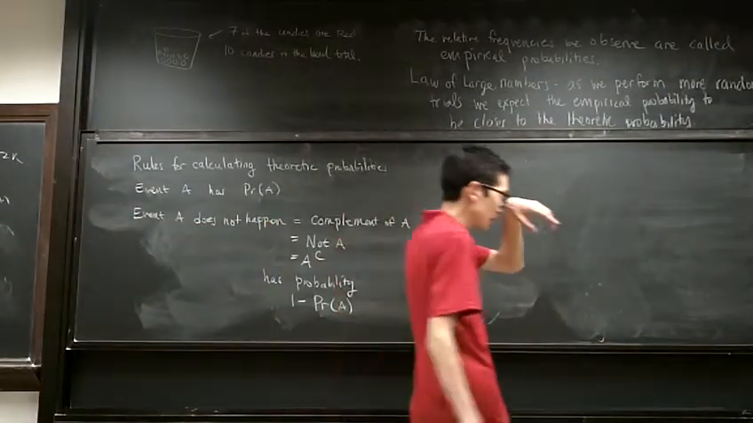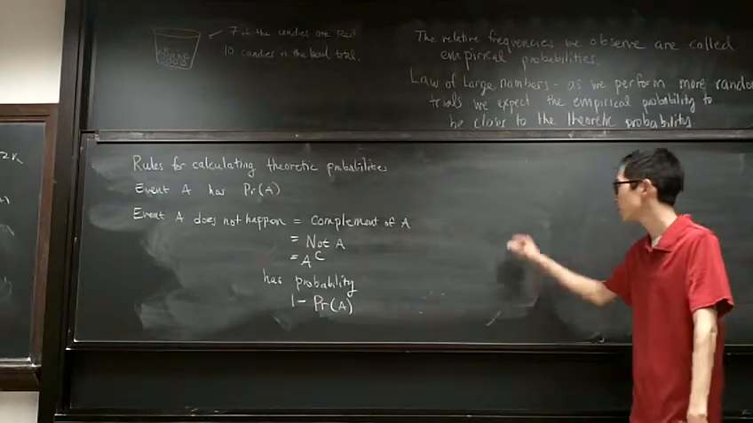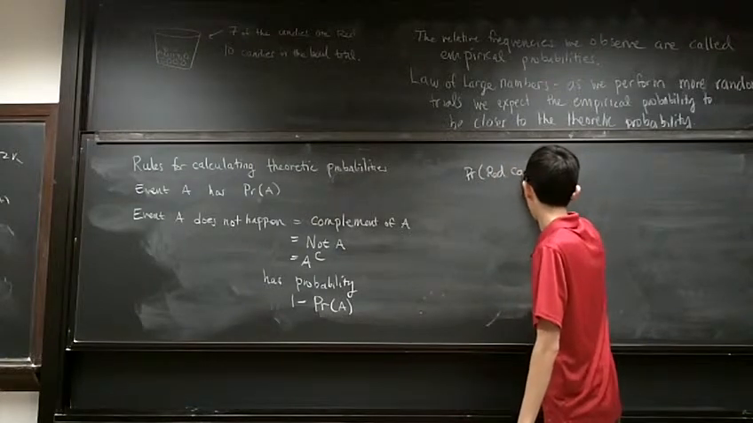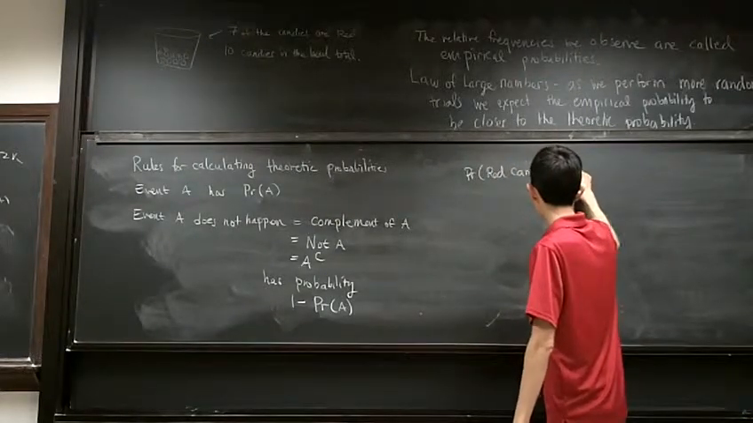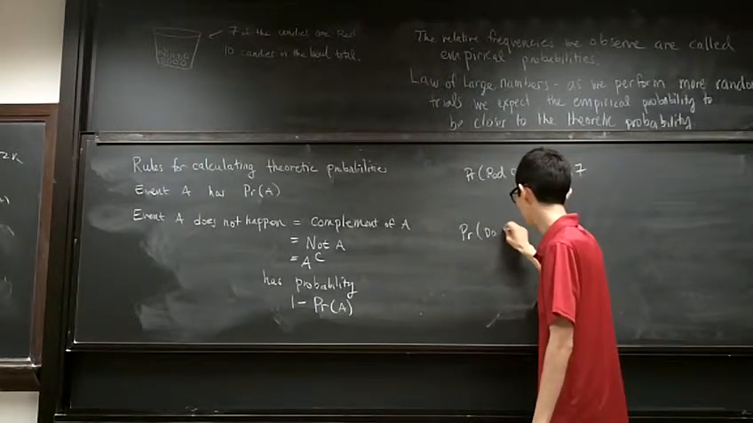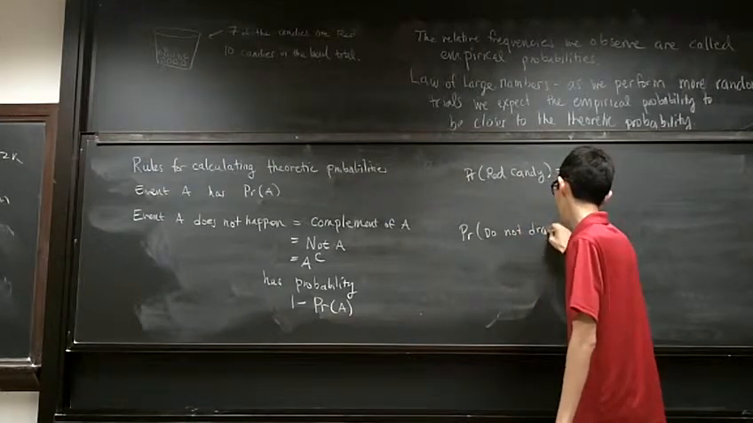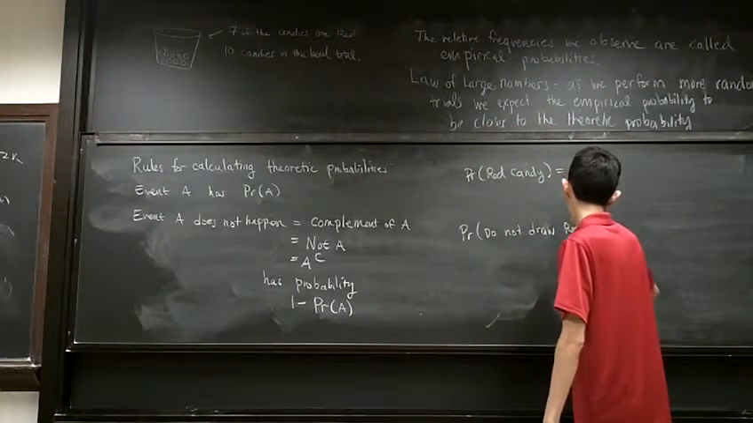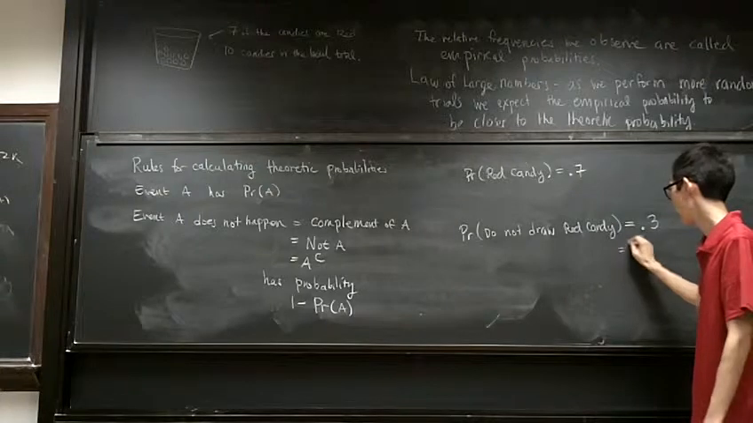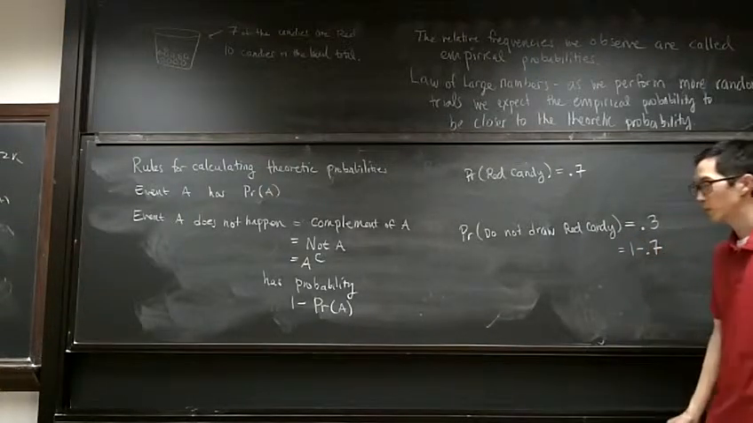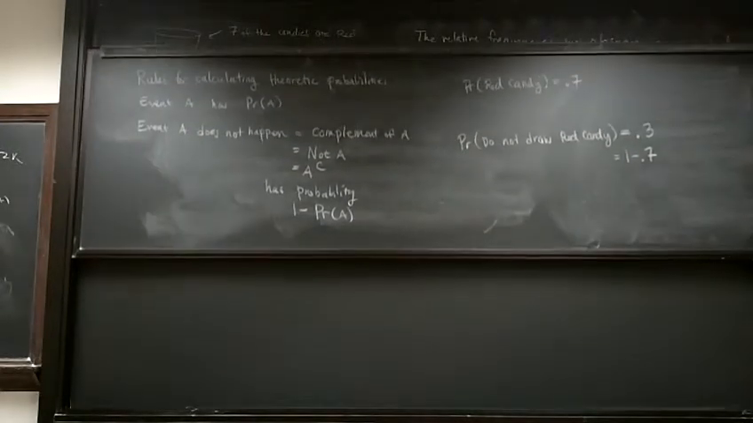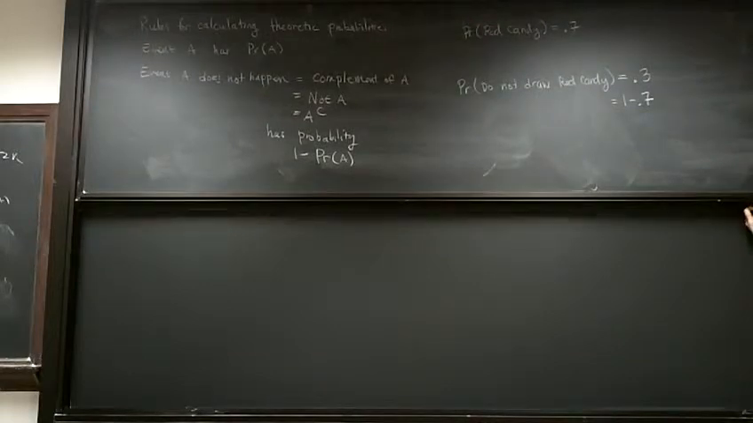Very simply, if the probability of drawing a red candy is equal to 0.7, it's very easy. What is the probability I do not draw a red candy? Very good. This is equal to 0.3. And we got that by doing 1 minus 0.7. Simple, basic rule, but it comes up a lot.